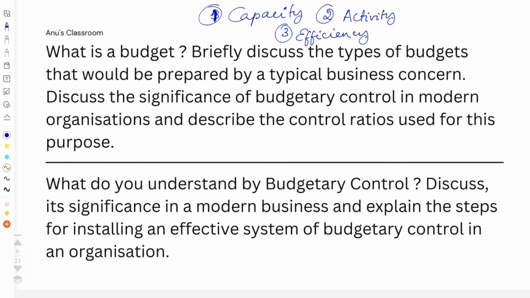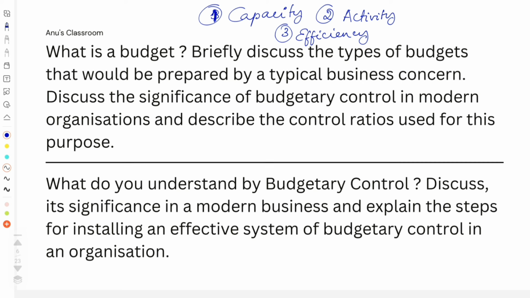So what the capacity ratio does is it measures the capacity, the activity ratio measures the activity, and the efficiency ratio measures the efficiency of whatever thing we are budgeting, with respect to the standard or the actual working hours or the actual value of that particular thing.